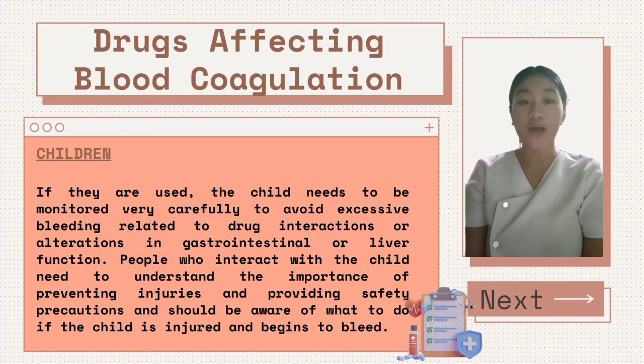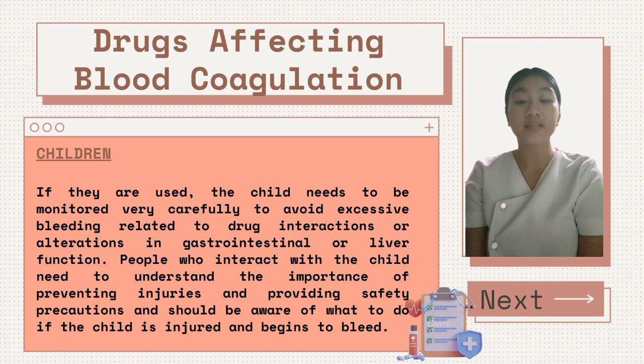Drugs affecting coagulation in children. If they are used, the children need to be monitored very carefully to avoid excessive bleeding related to drug interactions or alteration in gastrointestinal or liver function. People who interact with the child need to understand the importance of preventing injuries and providing safety precautions, and should be aware of what to do if the child is injured and begins to bleed.